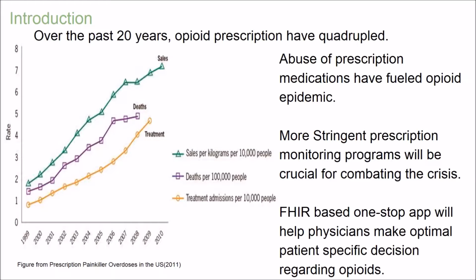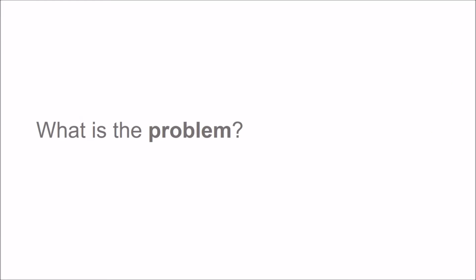In the last 20 years, opioid prescriptions increased more than 4 times. Abuse of prescription is a major cause of this crisis. To fight this crisis, a prescription monitoring system is urgently needed. A file-based app could be a big help. Let's begin by identifying the problem.